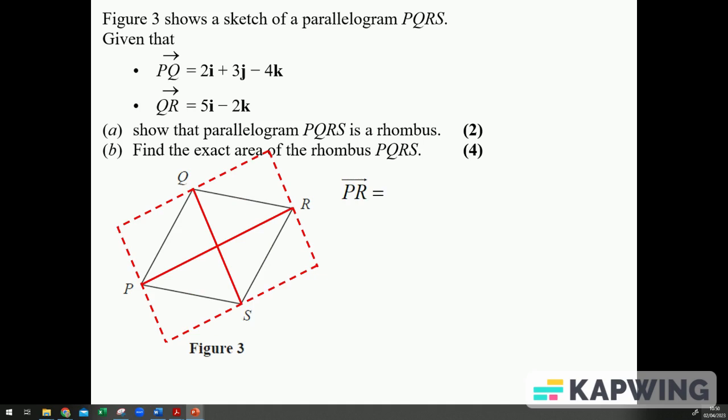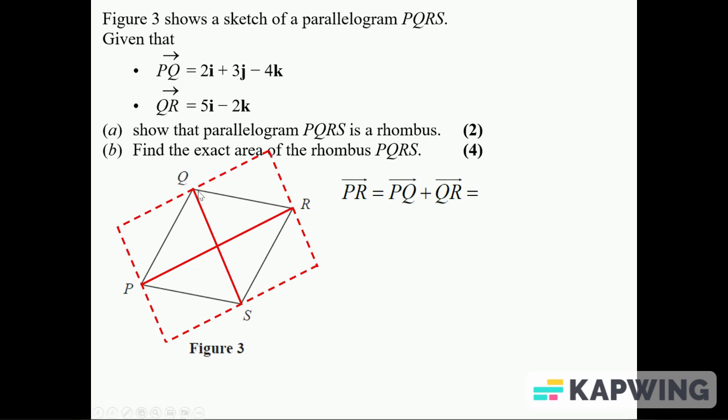P to R, well, as a vector, I can do P to Q plus Q to R, which will give me the vector from P to R. At the i components, I get 7. At the j's, well, it's just the 3. And the k component is minus 6.